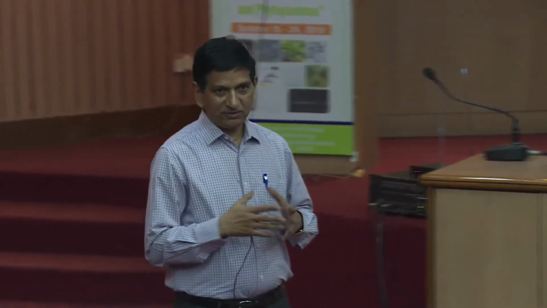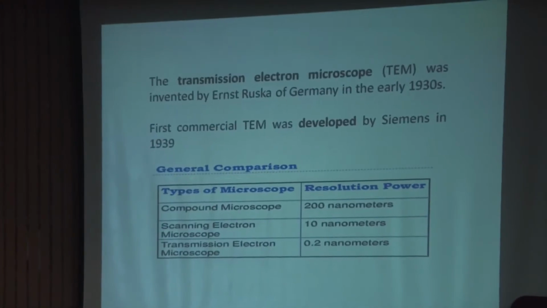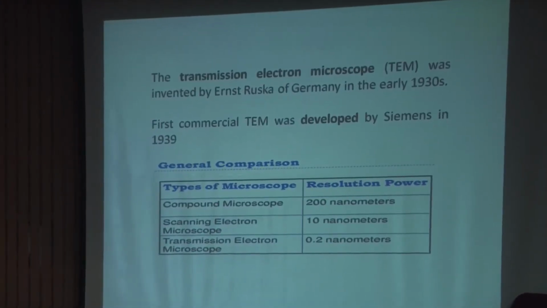As you know, yesterday Dr. Baranwal also discussed, the electron microscope was discovered in the 1930s by Knoll and Ruska, and the first commercial microscope was developed by a German company, Siemens, in 1939. You might be knowing that the basic difference between the electron microscope and other microscopes is the resolution power.